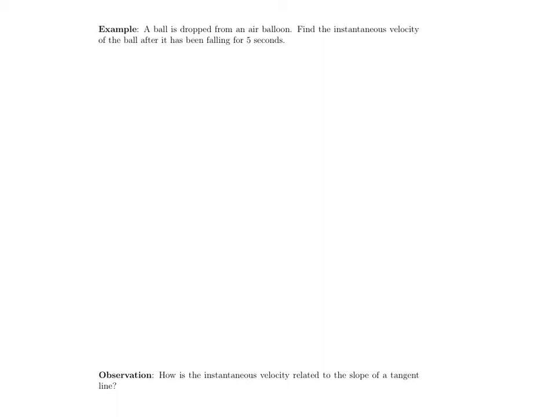A ball is dropped from an air balloon, so we think somewhere really high. What we would like to do is find the instantaneous velocity of the ball after it has been falling for 5 seconds. And immediately you probably note we need some type of function to work with here. If we go back to an observation made by Galileo, we can note that there is a function s of t, which is 4.9 t squared, and this is a distance function. It's going to tell us how far the ball has fallen after t seconds.